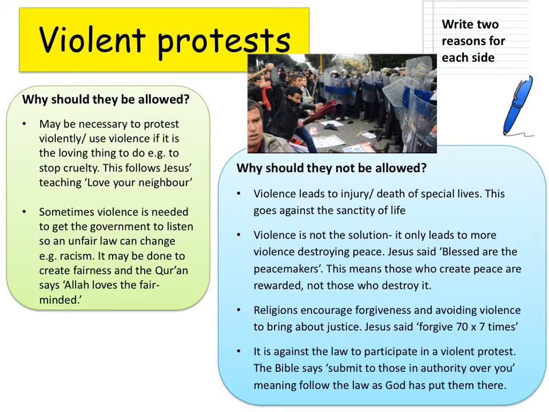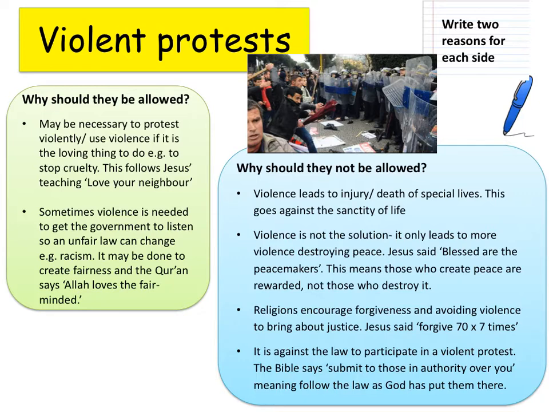Alongside this, sometimes violence is needed to get the government to listen to an unfair law so that it can change it. For example, racism. It may be done to create fairness, and the Quran says Allah loves the fair-minded. There are lots of examples of countries where segregation and apartheid were happening, where people actually protested violently in order to try and get the government to listen to them and to change the way that they were treating people within their country.